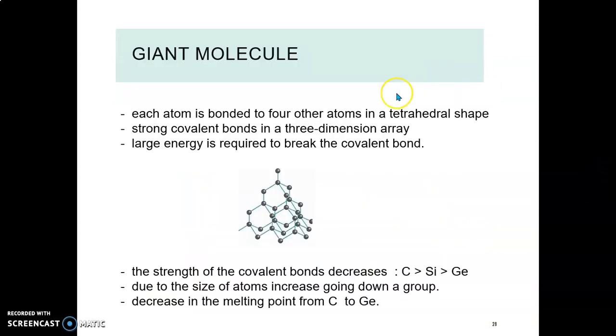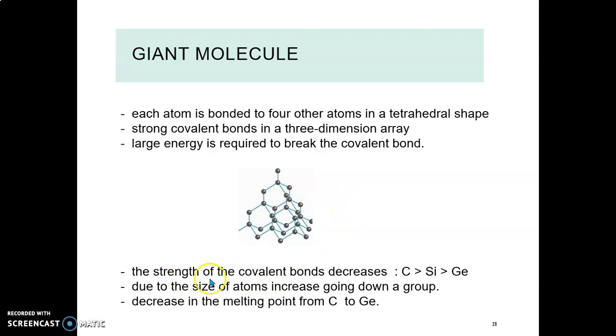For a giant molecule, each atom is bonded to 4 other atoms in a tetrahedral shape by strong covalent bonds in a 3-dimensional array. Therefore, a large amount of energy is required to break the covalent bonds. This is the structure of a giant molecule, with each atom bonded to 4 other atoms.